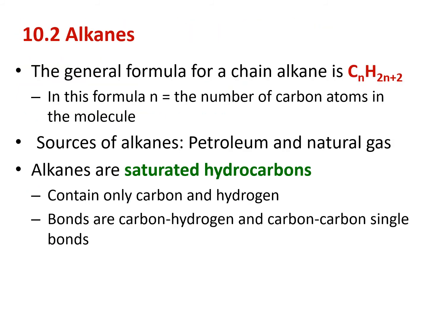So a bit of detail about these alkanes. They have a general formula which is very important to remember: CnH2n+2, where n is the number of carbon atoms in that compound. The sources of these alkanes are usually petroleum and natural gas, and they are saturated hydrocarbons. By definition, they will only have single bonds, and these bonds can be between carbon-carbon and carbon-hydrogen.